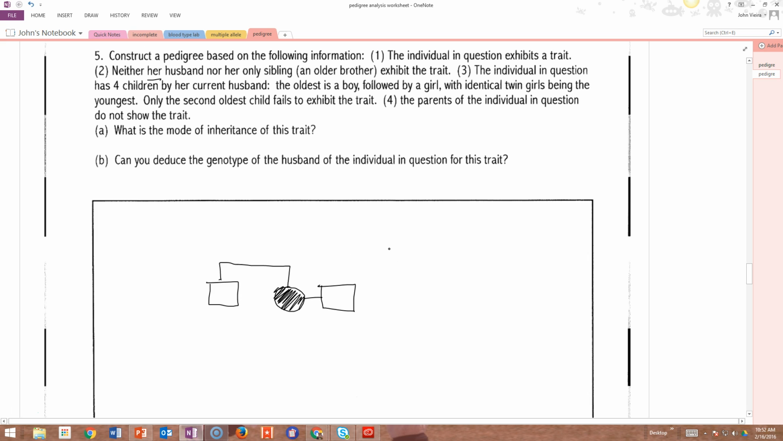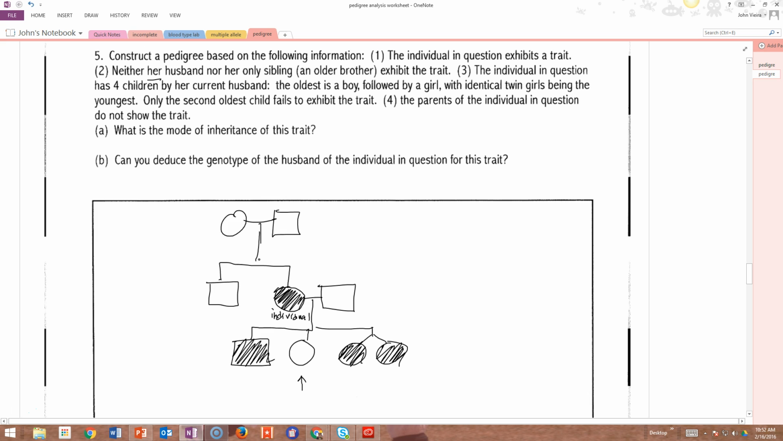So let's continue on. The individual in question has four children. Wow. The oldest is a boy, so it starts with a square, followed by a girl, and then identical twin girls. Only the second child, that's this one, fails to exhibit the trait. That means everybody else exhibits the trait. Number four, the parents of the individual in question. Remember, guys, this is the individual right here. Neither one of the parents exhibit the trait. That is the only answer to this pedigree question. It should look exactly like that.